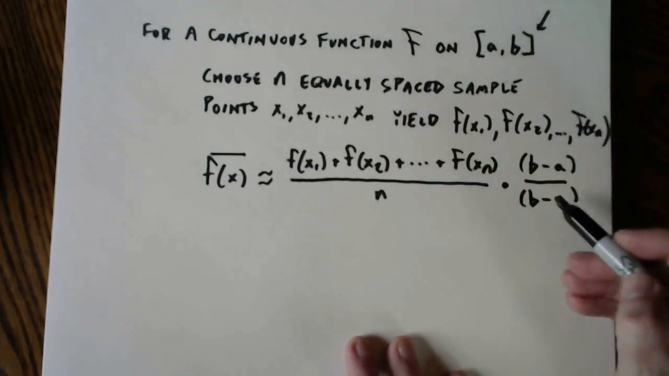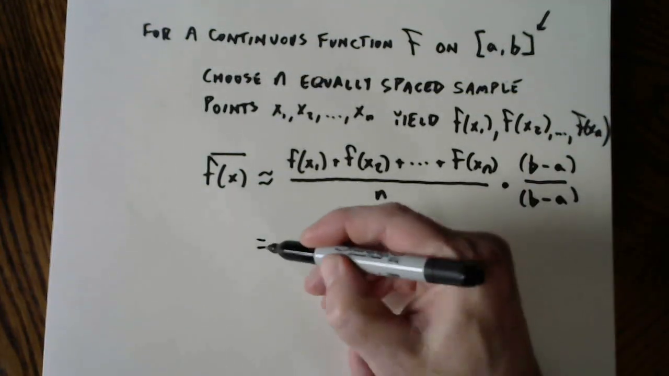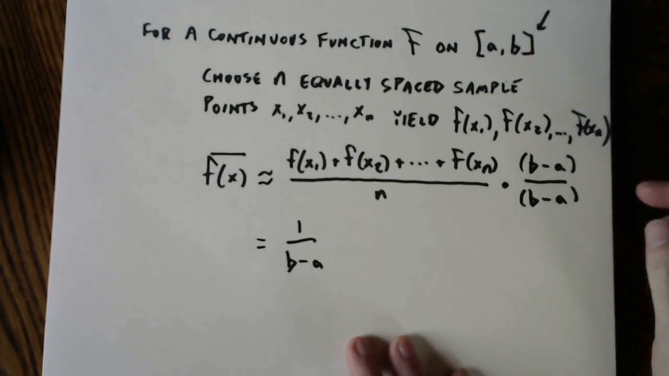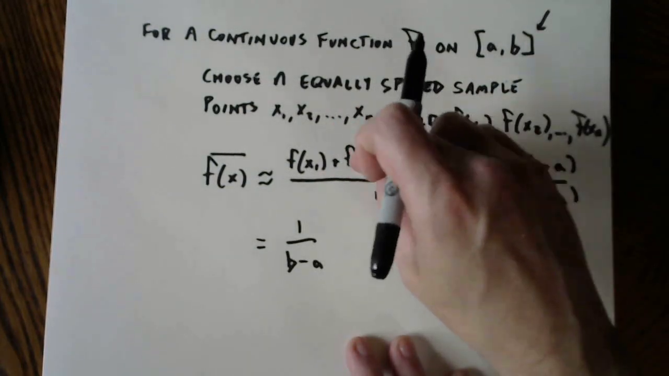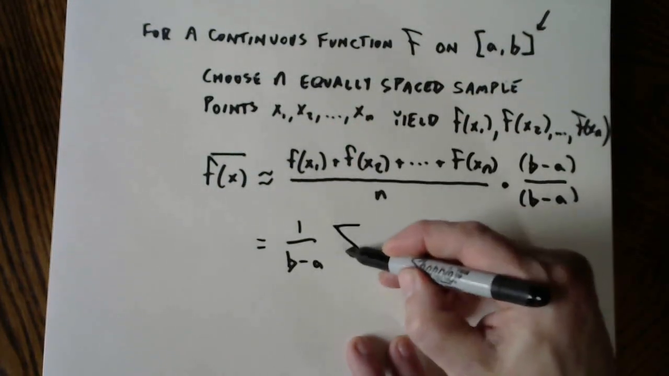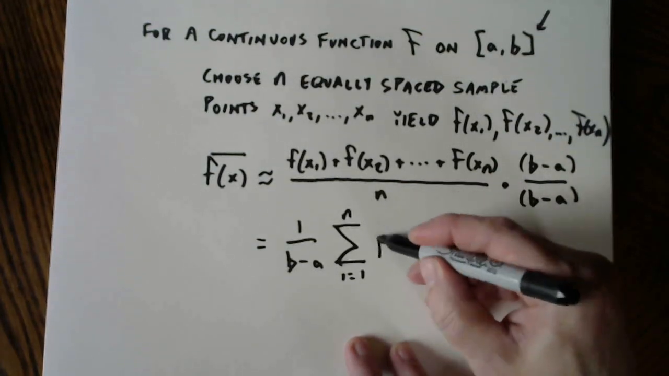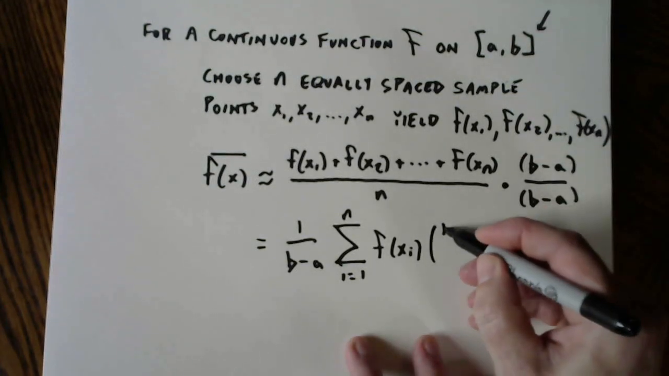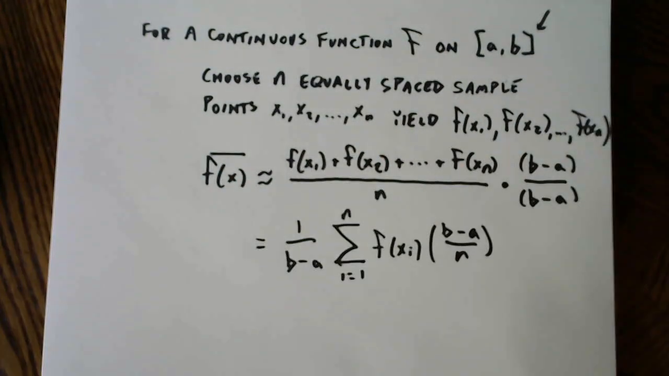This isn't anything fancy. What I'm going to do is bring this denominator out front, 1 over b minus a. And I'm going to put this n under this, and write this as a summation. So don't get too hung up on the notation here. This is a summation of all of the function values that I have, and there's my other b minus a, and there's my n. Okay, so this is just made to look pretty.